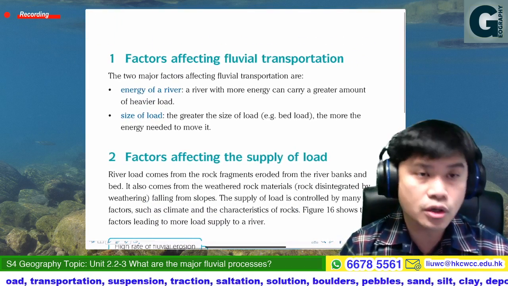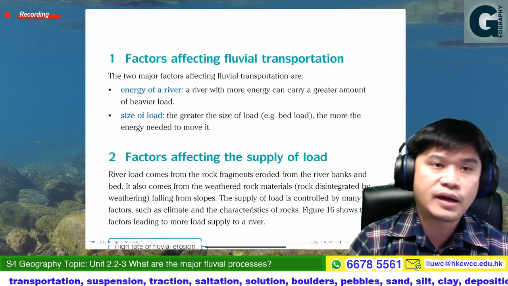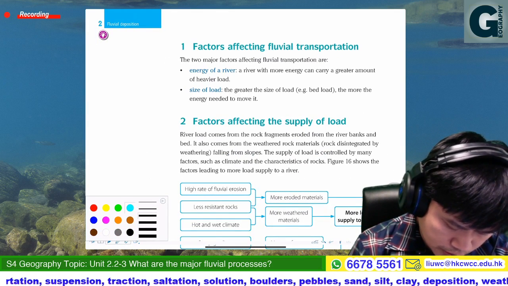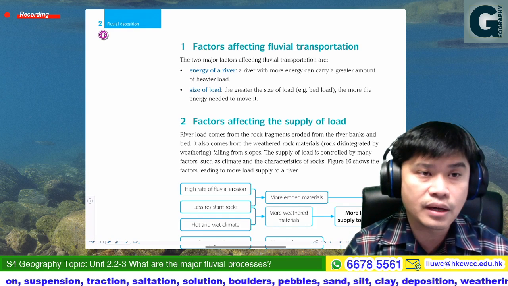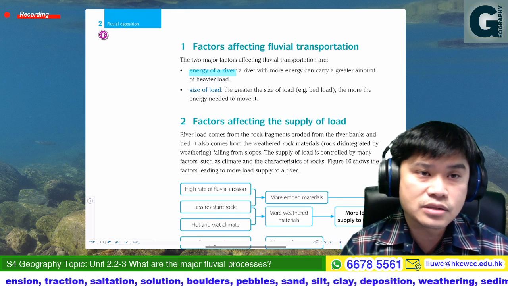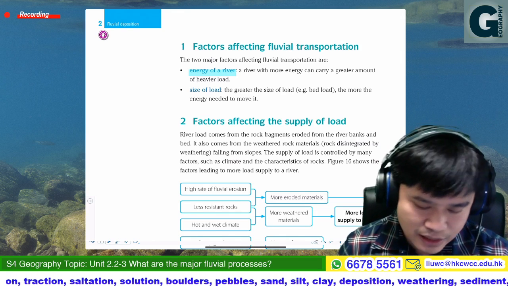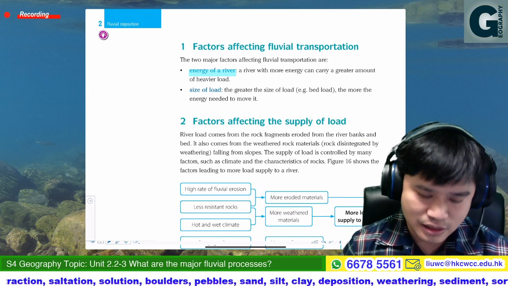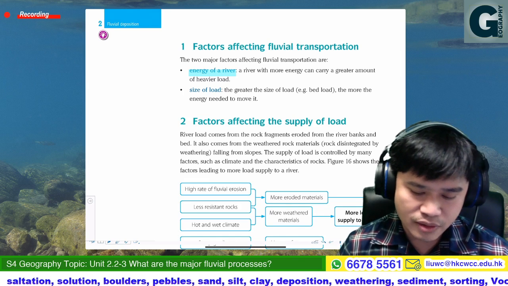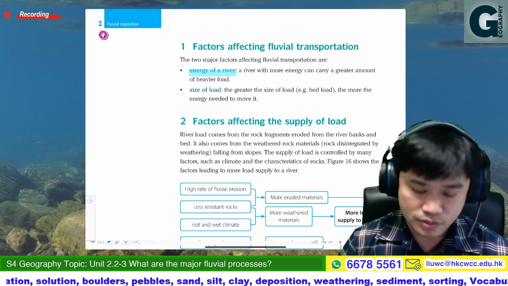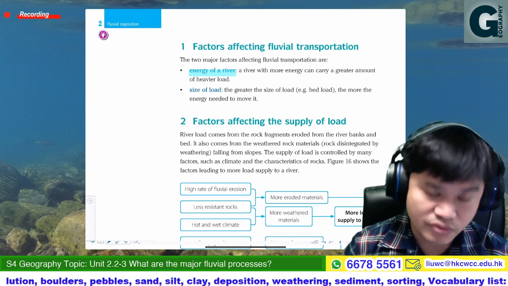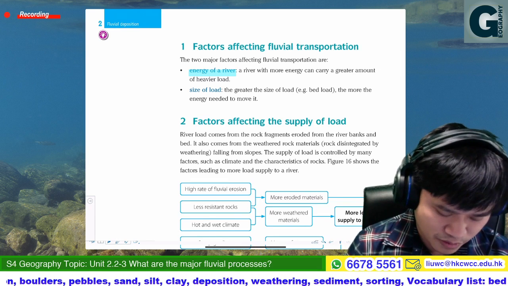Right now we're going to talk about what factors may affect fluvial transportation. Here are the factors that may affect the process. The first one is the energy of the river. If the energy of the river is higher, it has more energy to carry away those loads, or to carry heavier load. With more energy, it can carry a greater amount of heavier load. I don't need to explain that; it is very simple.